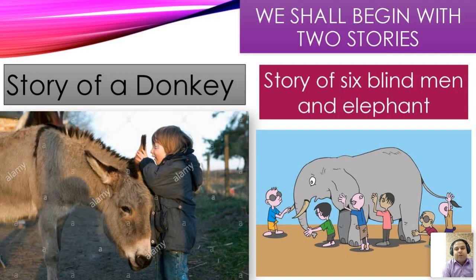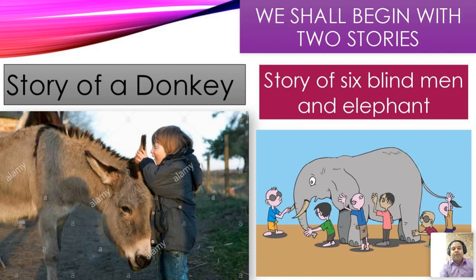So we'll begin with two short stories. We'll begin with a story of a donkey. As you know, donkeys are beasts of burden. There was a donkey who was laden with some goods, and he was supposed to carry those goods. But for some reason or the other, he was not moving from his place. He was not making the slightest move. So the owner thought, I should decrease the weight. So he tried to decrease the weight.